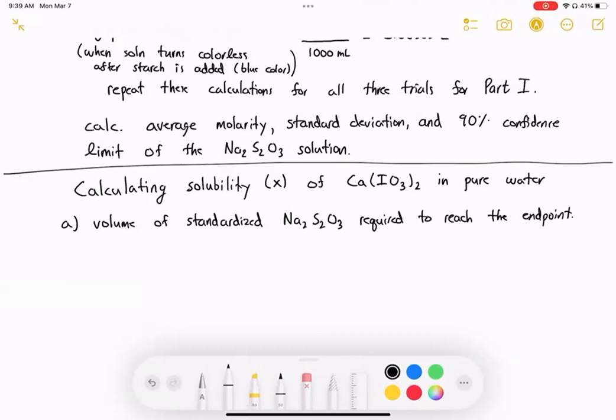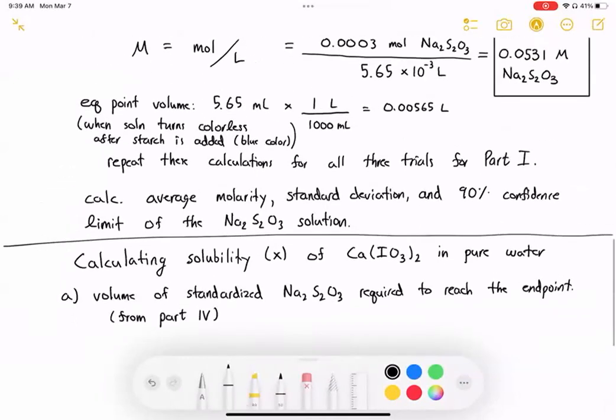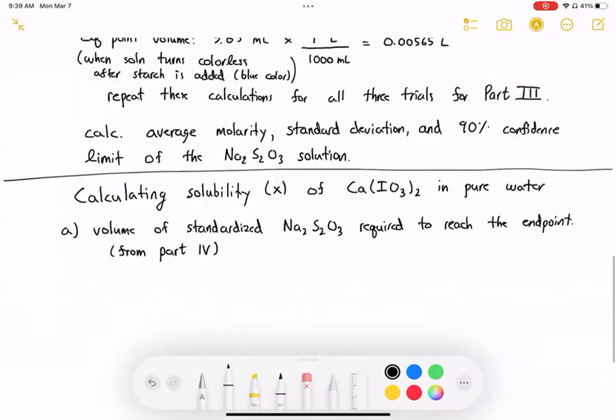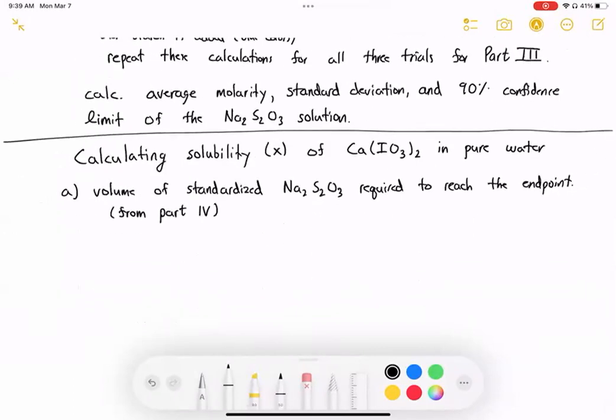Actually, this is part 4. Sorry, I think this was part 2. We should have said this is for part 3. My apologies there. So this is actually part 3. Parts 1 and 2 were making the solution, so we all did that, and there's no need to refer back to that part. So this is part 3. This is part 4. Okay.